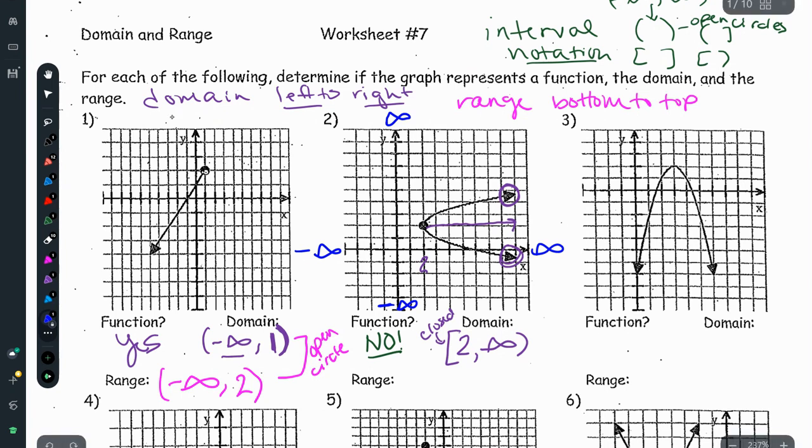Now, for the range, when I start on the bottom and move my way up, the very first thing I hit is an arrow. So that means that this graph is going to continue to go down, down, down. So down is negative infinity. Then I'm going up, up, up, and then I hit this arrow and I'm going to keep going up, up, up. So if I'm going to go up forever, I'm going to stop when I hit infinity, which there isn't even really a place to stop. It's a concept. So we're going to go from negative infinity to infinity because we have arrows on both sides.